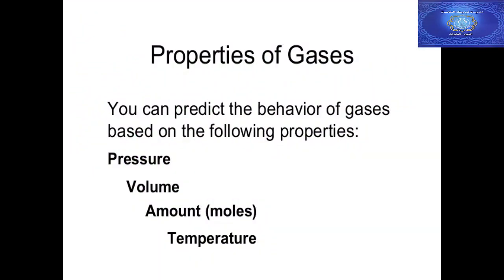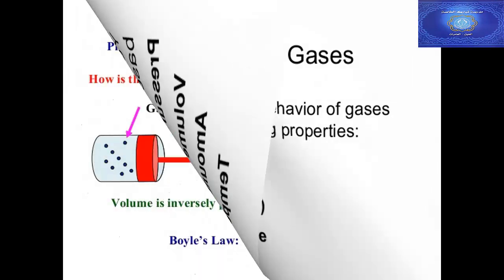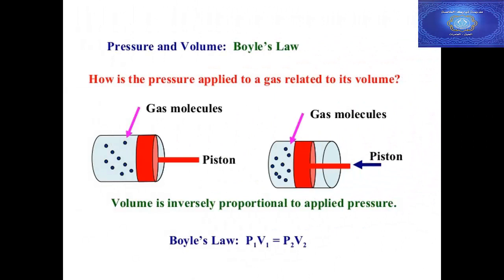In the beginning I will make a small revision about the first law of gases. We said before that the behavior of gases is based on the following properties, which are pressure, volume, amount, and temperature. We started with the first law of gases, which is Boyle's law. We know before that Boyle's law links pressure and volume, and we know how the pressure applied to a gas is related to its volume.